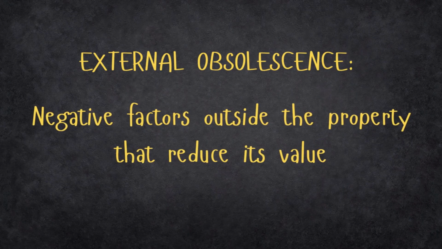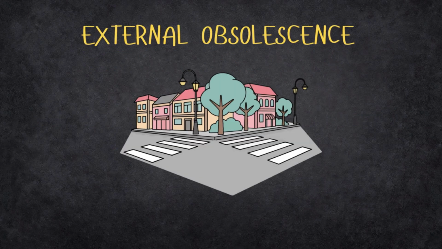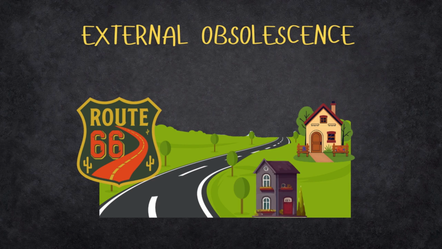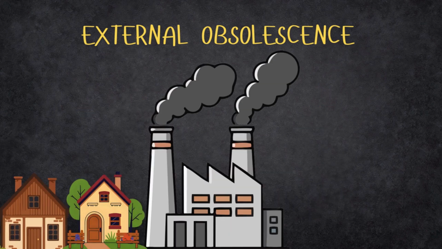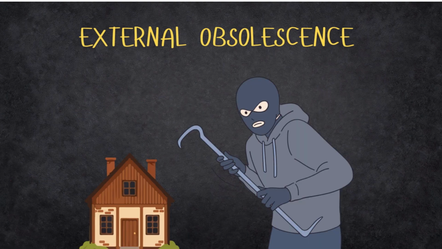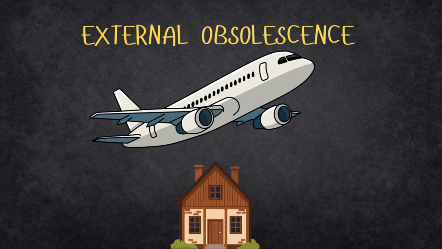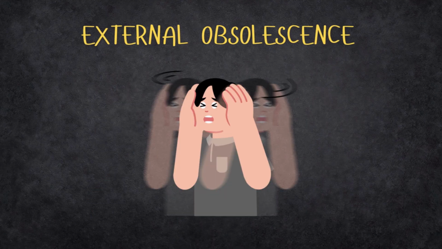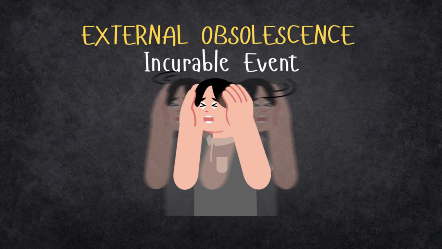External obsolescence refers to negative factors outside the property that reduce its value. This means the problem is not with the house itself, it's with the surrounding environment. For example, a busy highway built near the property, a factory or landfill nearby, high crime rates in the neighborhood, increased noise from an airport. Notice something important here. These are things the homeowner cannot control. Therefore, when we think about external obsolescence, we think incurable event.